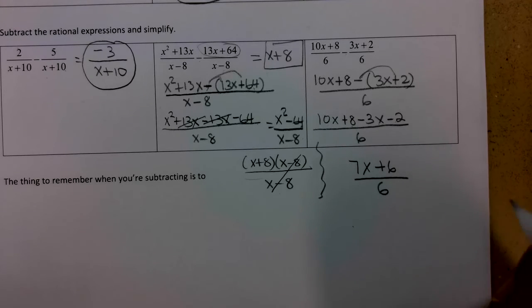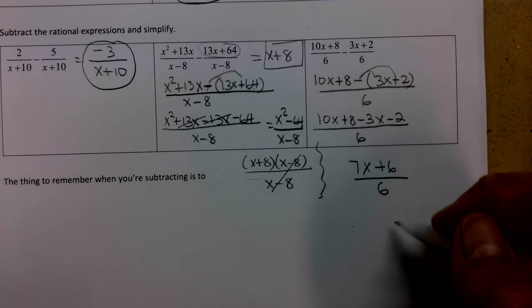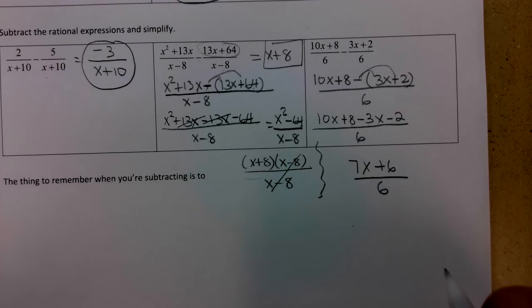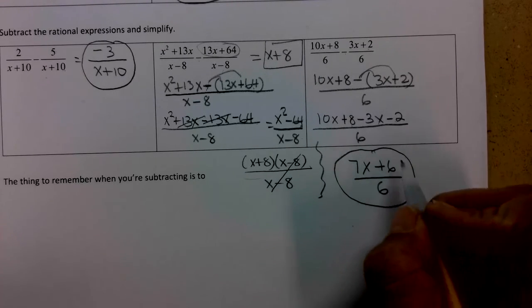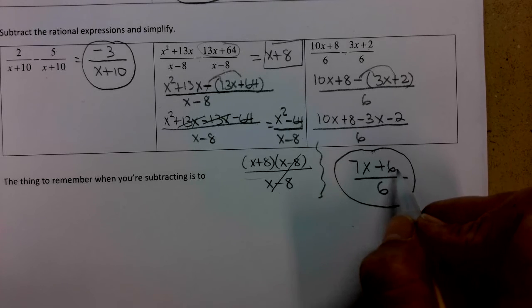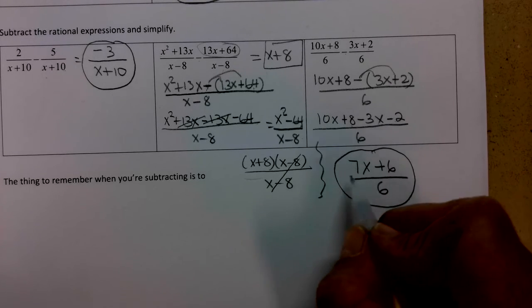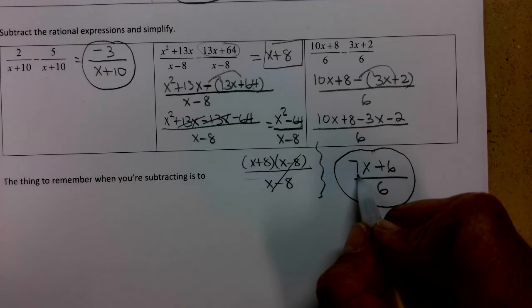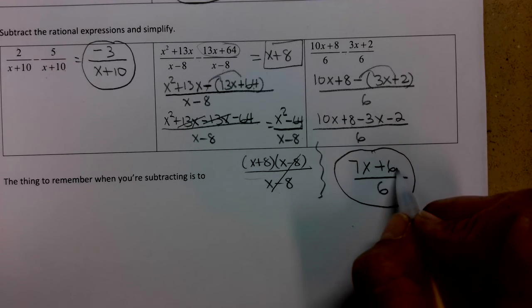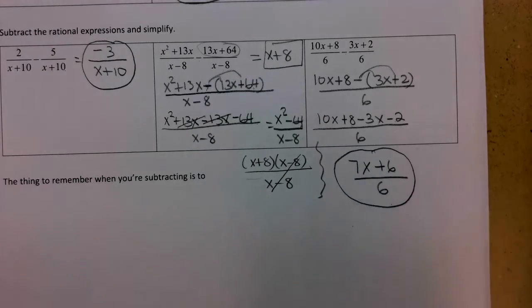Now, I can hear some of you saying, well, can I get rid of those 6's? And think about why you cannot. You cannot do that because this 6 that's in the numerator is not a factor. It is not 6 times everything else on the top. It's 6 plus everything else on the top. So it's not a factor, so that means I can't cancel it.